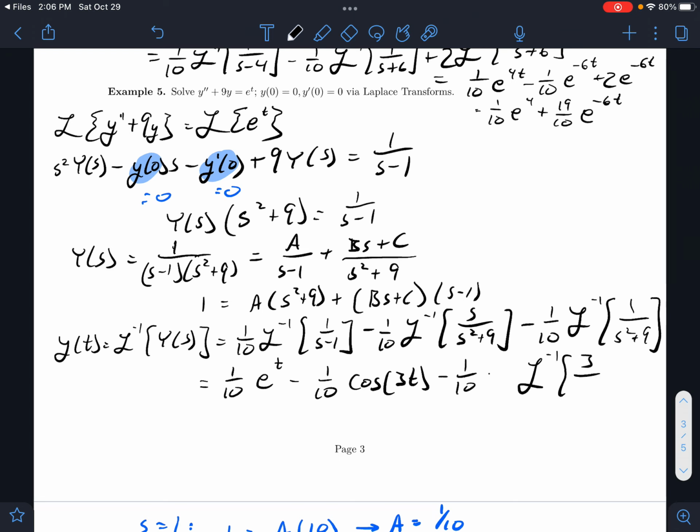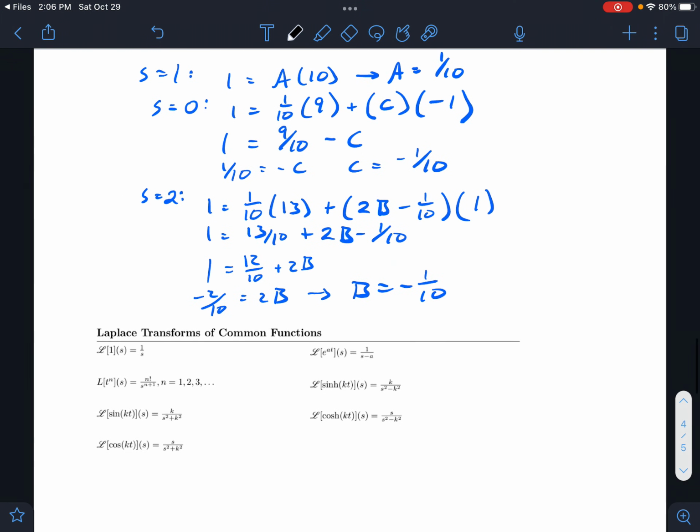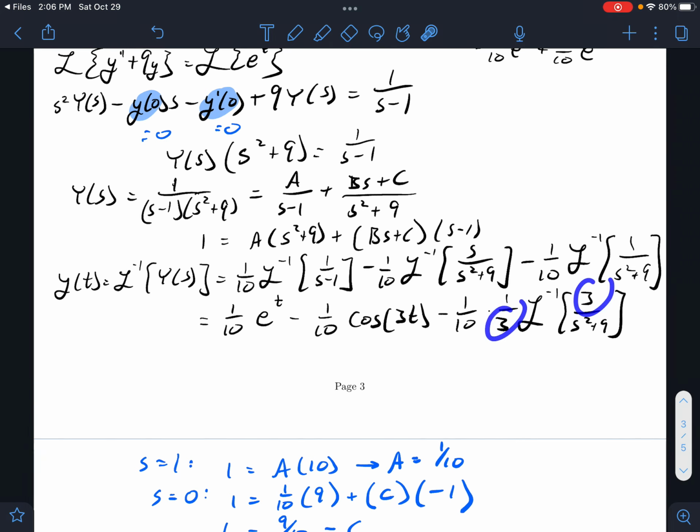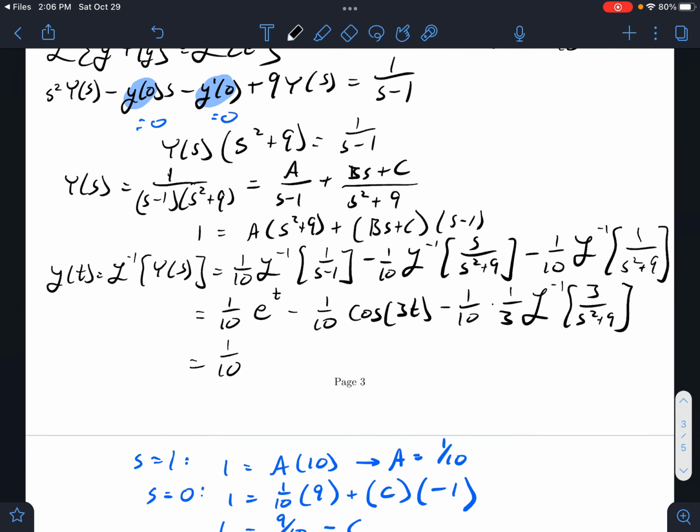And then this is the part where we have to multiply and divide by 3. Because if this was 3 over s squared plus 9, then we would have k over s squared plus k squared, with k equaling 3. So I multiply and I divide by 3 to keep this thing the same while just manipulating it to look like what I want it to be. So 1/10 e to the t minus 1/10 cosine 3t minus 1/30 sine of 3t would be our final answer.